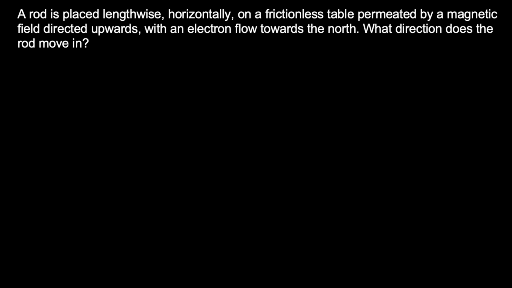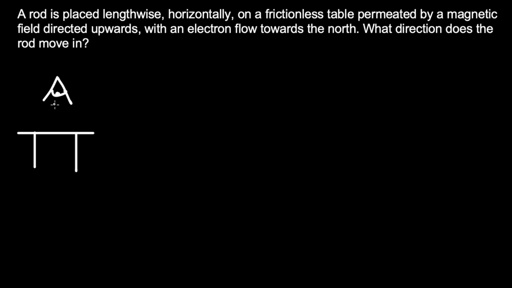Question 4. A rod is placed lengthwise, horizontally, on a frictionless table permeated by a magnetic field directed upwards, with an electron flow towards the north. What direction does the rod move in? Okay, so first, let's just establish how I'm going to look at this problem. Because in these types of problems, I find it always useful to say what frame of reference we're going to be looking at the problem from. So for this one, I'm going to choose the bird's eye view.